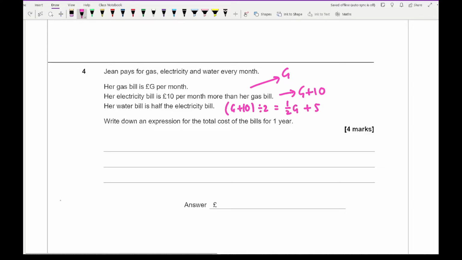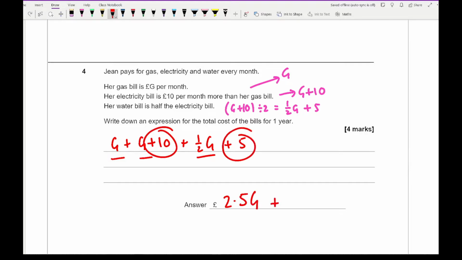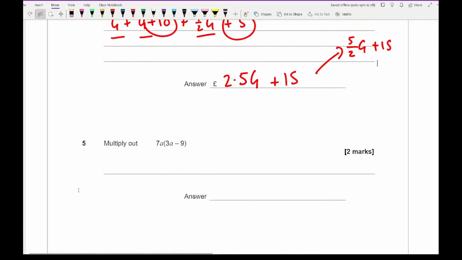Now all we've then got to do is add all these expressions up. So I've got G plus 10 plus half a G plus 5. So then collecting all our G's together, we've got 2.5 G, and then plus 10 plus 5, which is 15. Now I could write the answer as 5 over 2G plus 15. It gives me the exact same answer, so any of those would be absolutely fine, as well as flipping the 15 and the 2.5G, or 5 over 2G with the 15 is going to be absolutely fine.